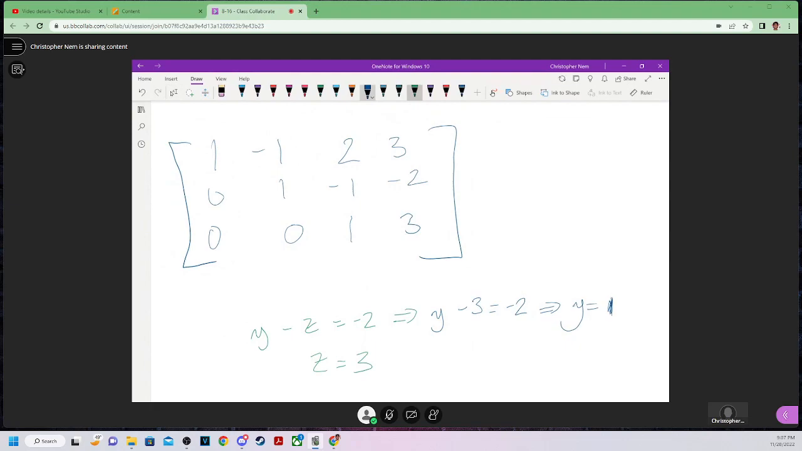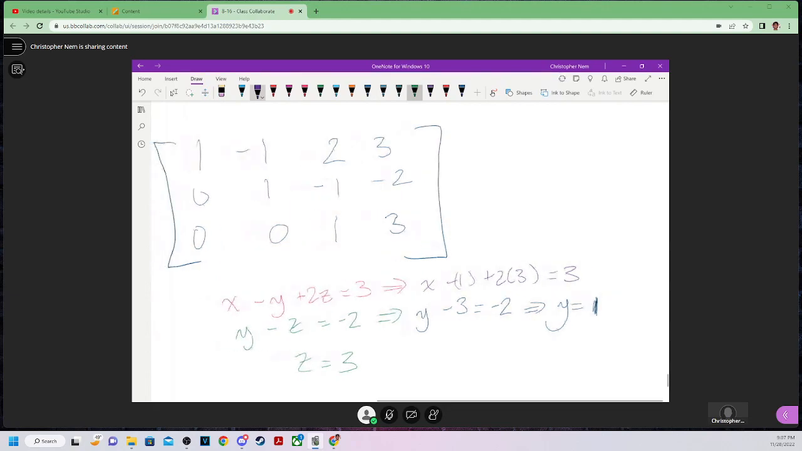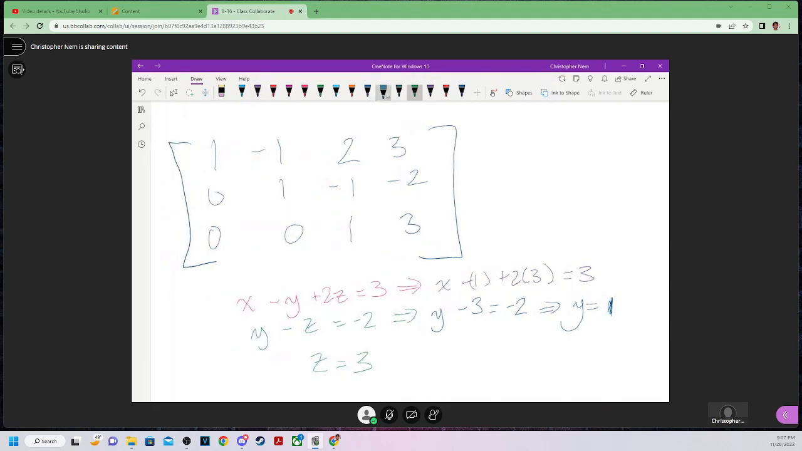And then the first row says x minus y plus 2z equals 3, which is the same thing as x minus 1 plus 2 times 3 equals 3, which, what is that going to be, guys? It's going to be x is equal to, I don't want to say for sure. I don't know what it is.